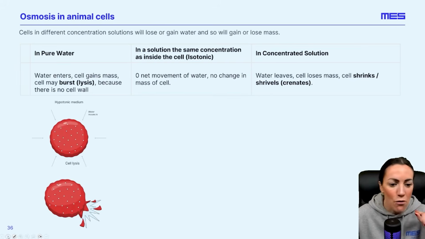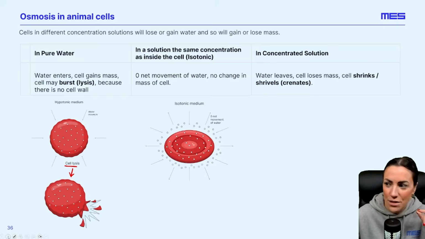Let's have a look at some red blood cells. So here you can see cell lysis. This is a red blood cell that's been placed in pure water. Lots of water has moved in from a dilute solution outside the cell to a concentrated solution in the red blood cell. So much water's moved in, there's no cell wall to withstand the pressure here, so we've got cell lysis. The cell has burst.